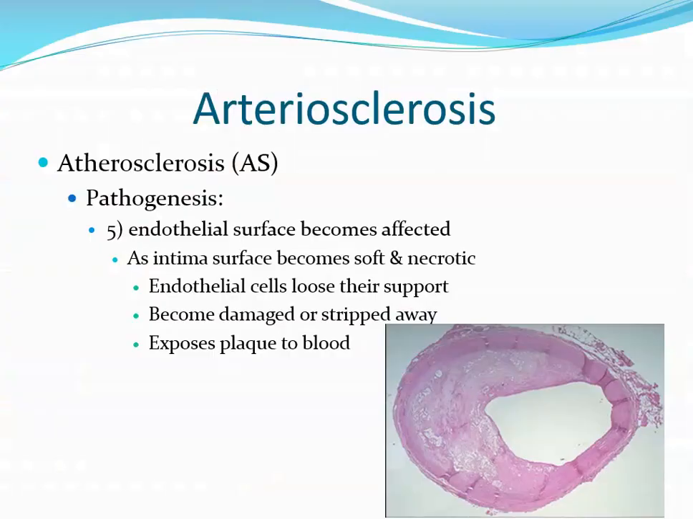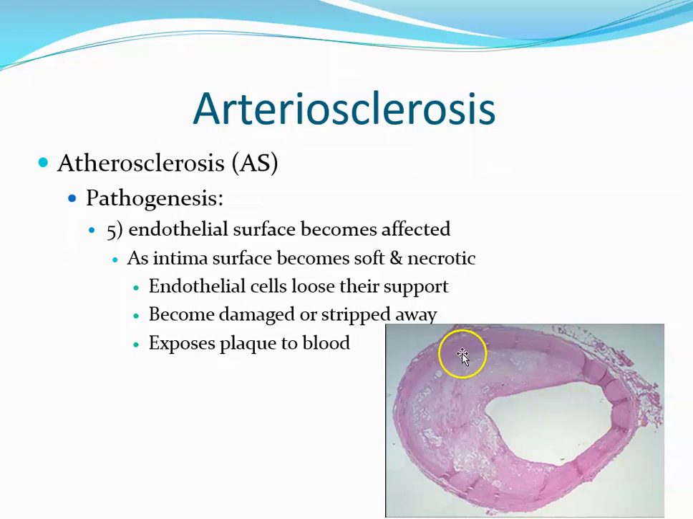Another problem is that the endothelial surface will also become affected. Over time the intima will become soft and necrotic, and the endothelial cells will lose their support. They will become damaged or stripped away, and this ends up exposing the plaque to the flow of blood. In this picture, you can see how big the plaque is.